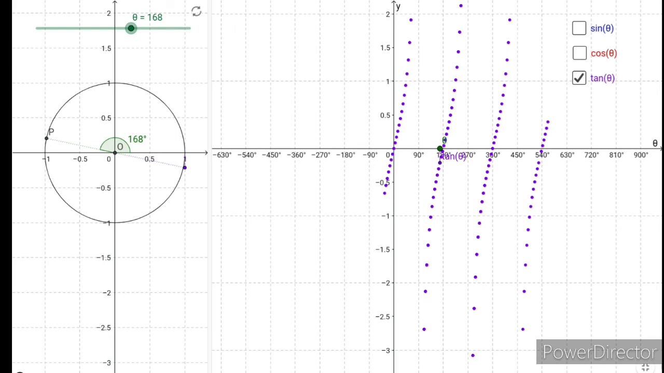Again, see what happens after 180. After 180, it repeats the same trend. After 180 plus 180, which is 360, it keeps on repeating the same way. So the period of tan theta is 180 degrees, whereas for sin and cos, it is 360 degrees. Why does tan theta become 180?